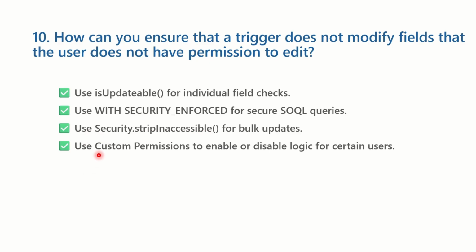Then again, you can use custom permissions to enable or disable certain parts of logic for certain users. If you don't want to go into field level security or object level security, and you just want to execute something for only certain users, or disable some logic only for certain users, then you can use custom permissions. So these are a few things that will enforce security at the trigger level.